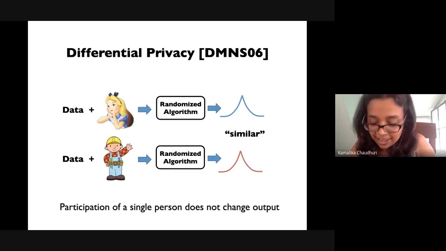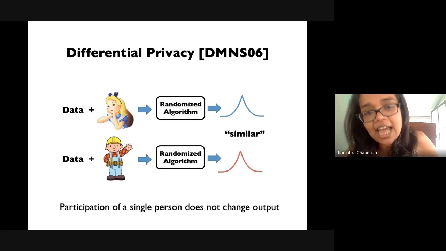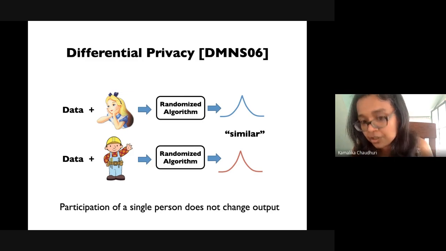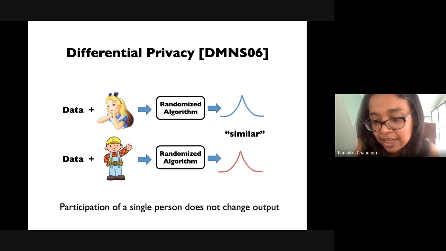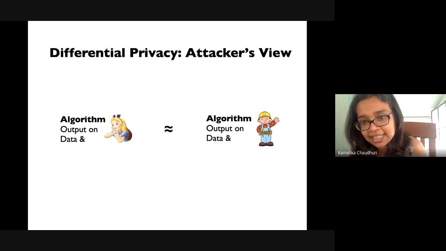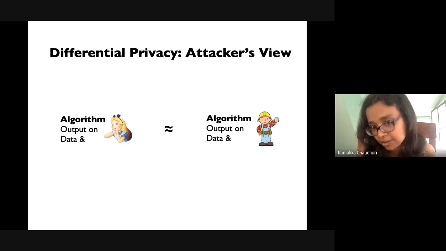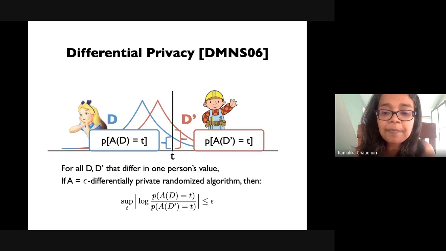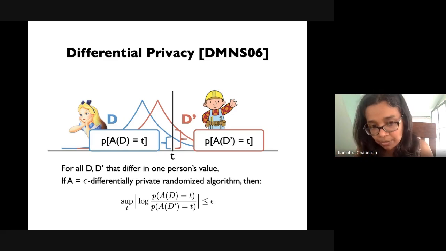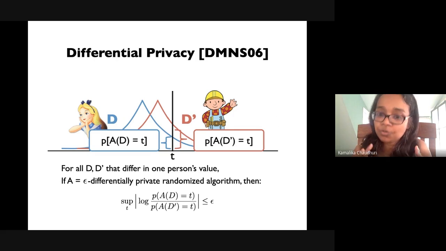Okay, so differential privacy, I can go very fast over the slide. Again, as I said, what this tells you is that the participation of a single individual in the data does not change the probability of any outcome by very much. And this is interesting because, from the point of view of an attacker, your algorithm's output on the data plus Alice is very similar to your algorithm's output on the data plus Bob's data. The way this is enforced is through randomized algorithms, so the output is drawn from a distribution, to make sure that these distributions are similar.